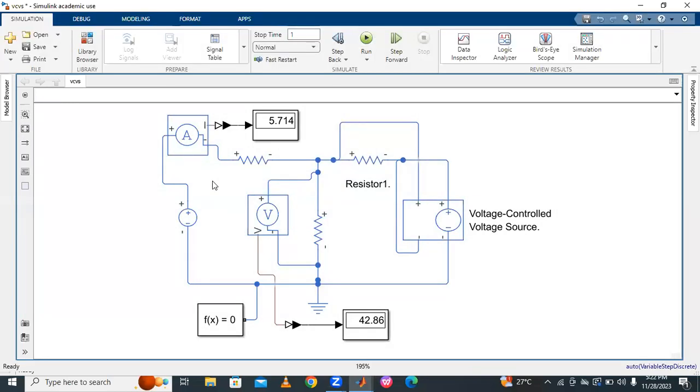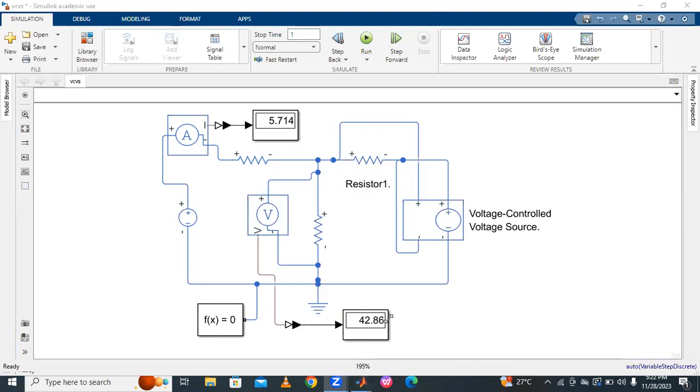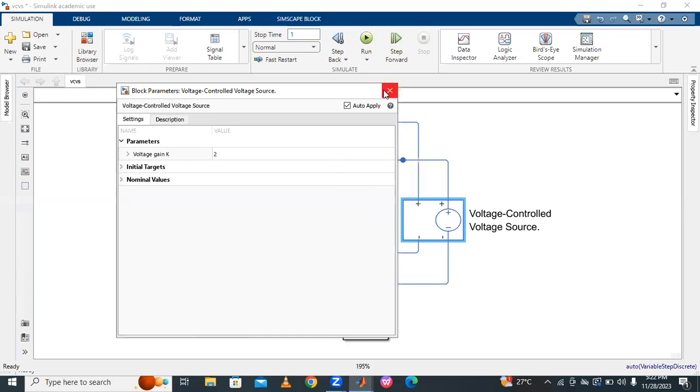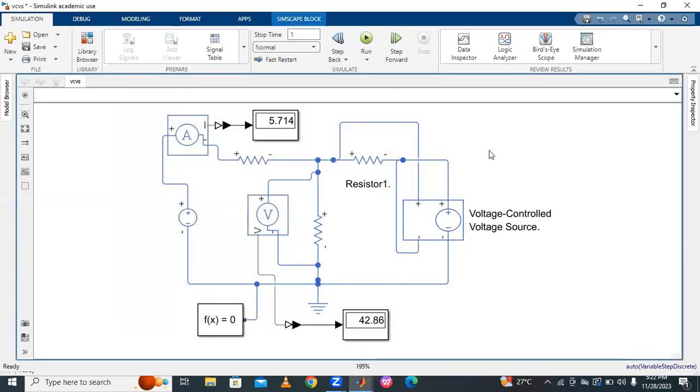This is the current flowing in the resistor, as the ammeter is connected in series: 5.714. Okay, 5.714 is the current flowing in this resistor, and the voltage across this resistor is 42.86. So this is a voltage controlled voltage source. In this way we have to simulate the dependent source, the voltage controlled voltage source.